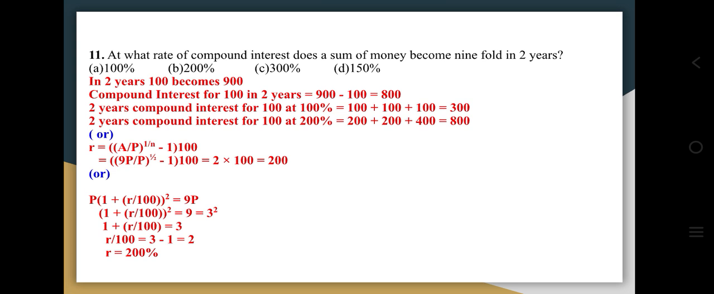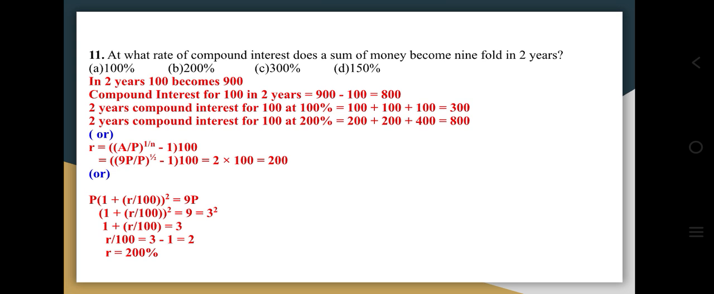If we cancel P on both sides, it is 1 plus R by 100 whole square equal to 9. But 9 we can write as 3 square. So 1 plus R by 100 whole square equal to 3 square. Therefore 1 plus R by 100 is 3. So R by 100 is 3 minus 1, which is equal to 2. So R equal to 200%. Or you can use the formula R equal to A by P whole power 1 by N minus 1 into 100. That also gives you 200.